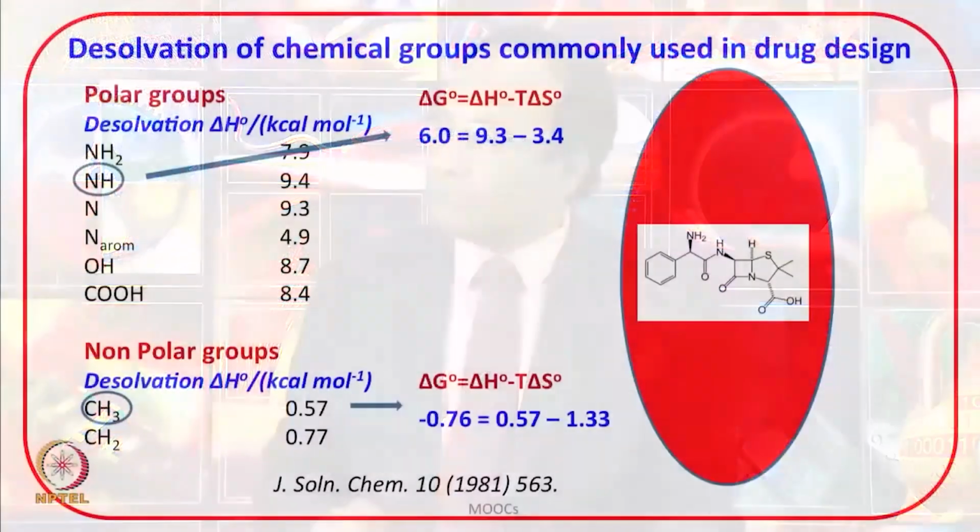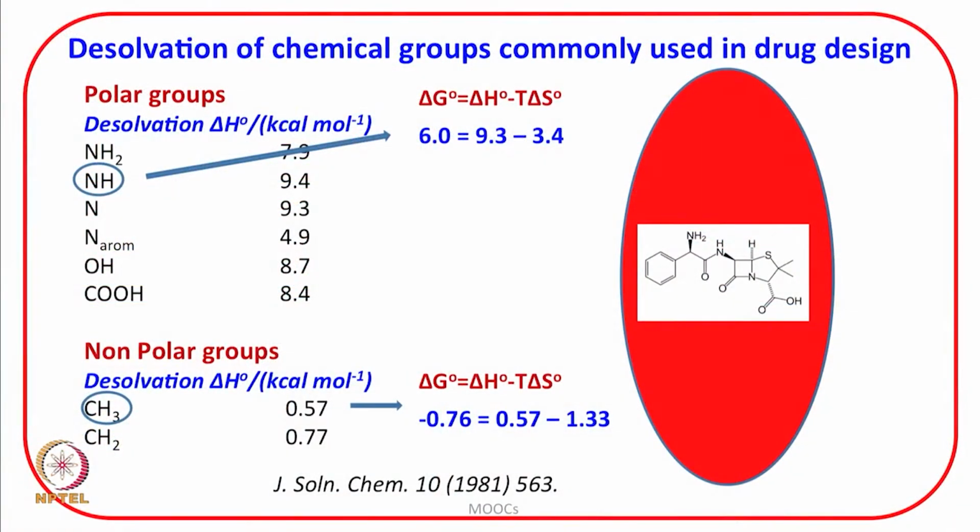Let us continue this discussion. Now let us talk about the enthalpic contribution of the same groups to delta G naught. Delta G naught, if we look at here, delta G naught is equal to delta H naught minus T delta S naught.